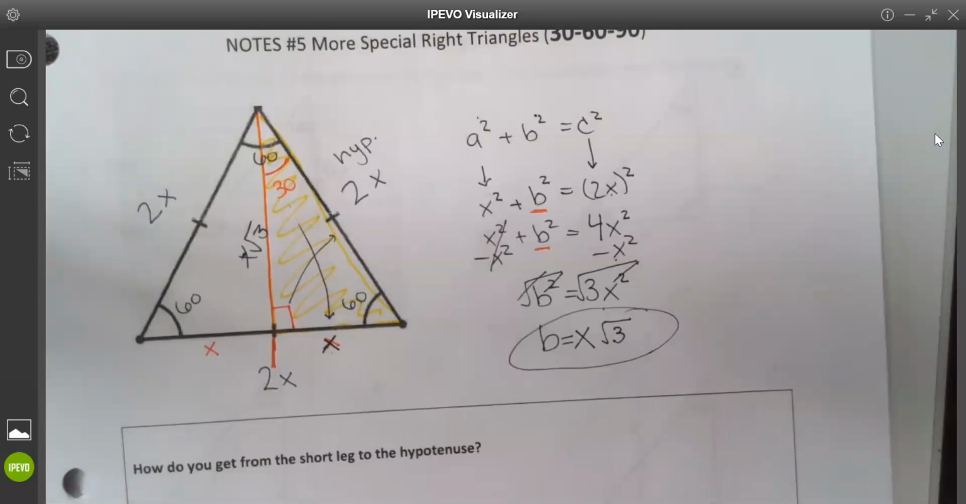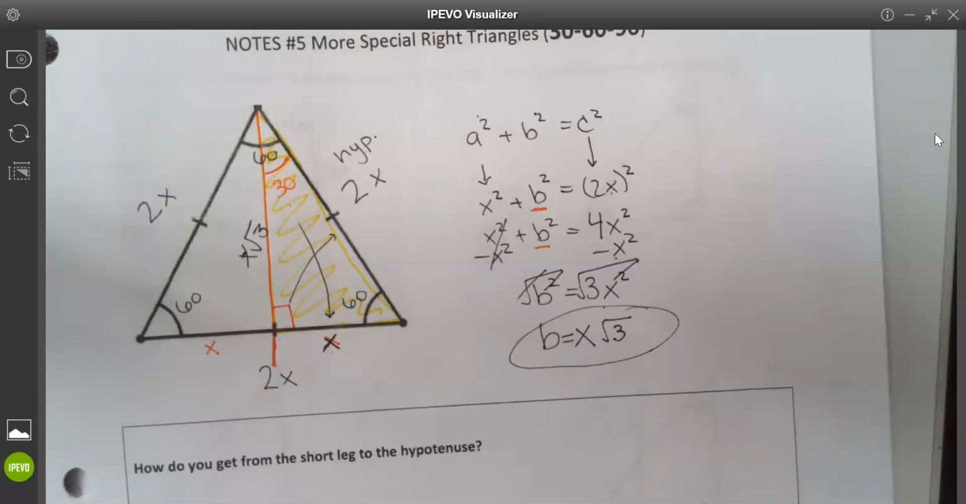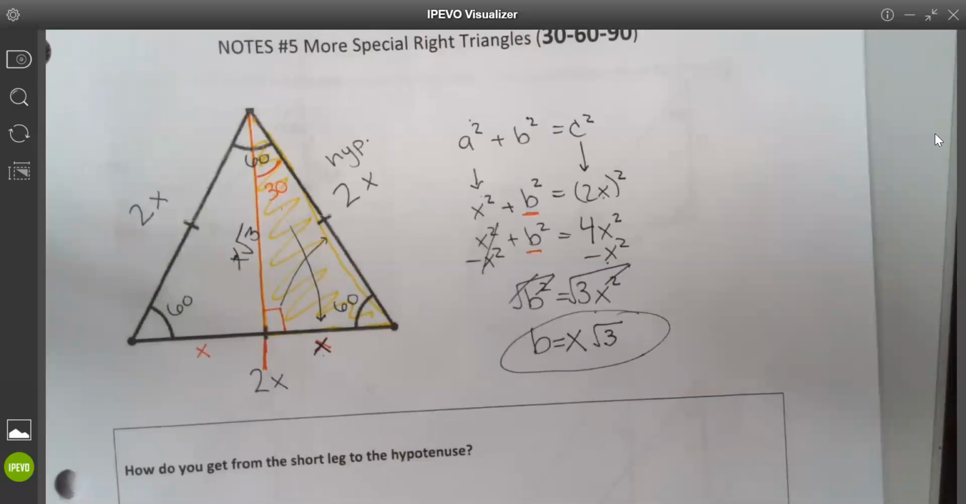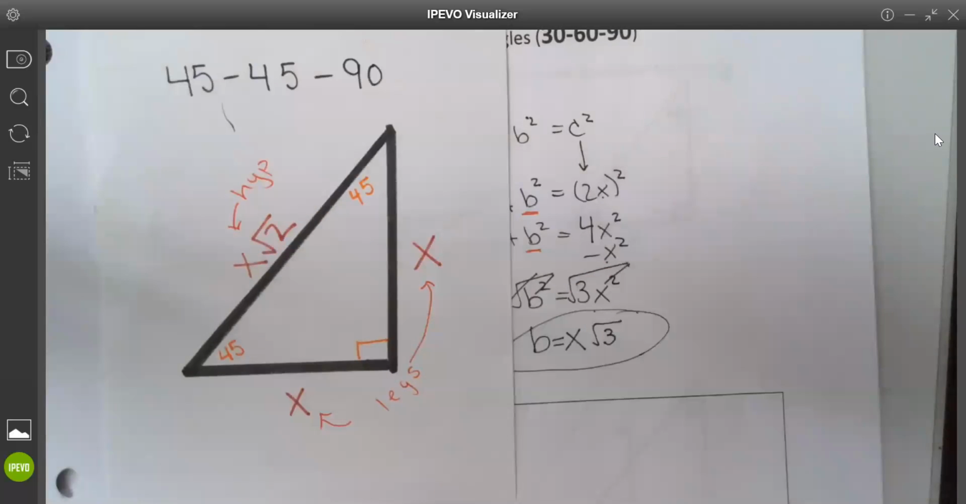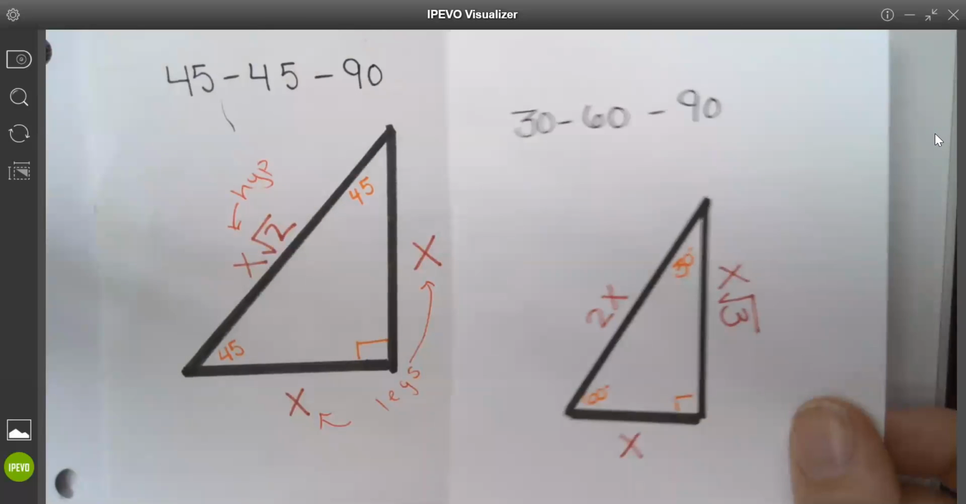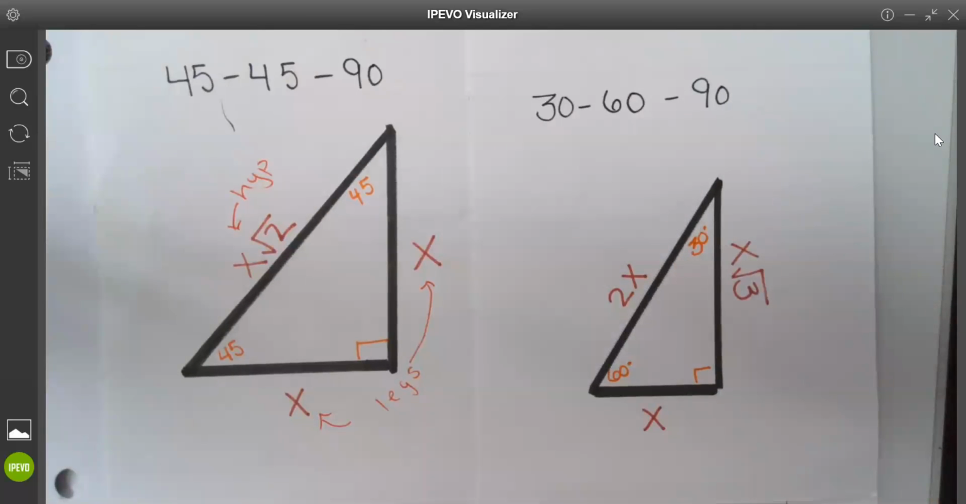This is 45, 45. I'm going to put them side by side. There it is. Okay, so we had this. This is what we did in our warm-up. The other special right is here. This is what we just found. So our 45, 45, x rad 2, always the same. If I see a 45-degree angle, this is the pattern I'm using.